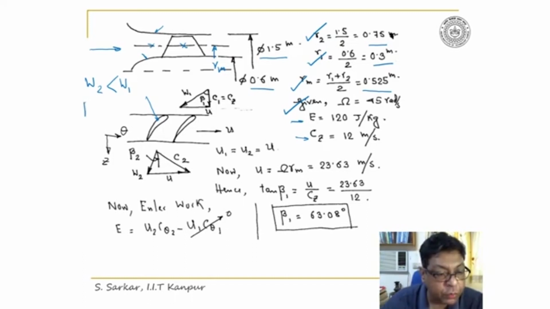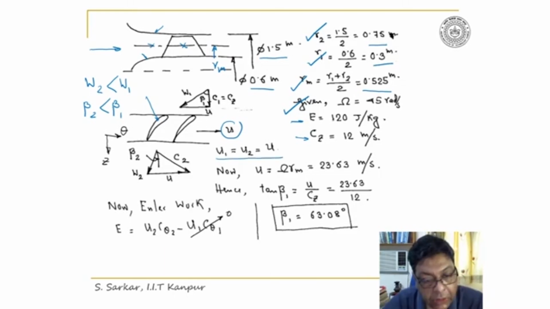Thereby, beta 2 will be less than beta 1, where beta 2 is the relative air angle at exit and beta 1 is the relative air angle at inlet. Furthermore, I have indicated here the blade speed U, and I have considered U1 equal to U2 equal to U here. After this discussion, let me draw the velocity triangle at inlet and exit.